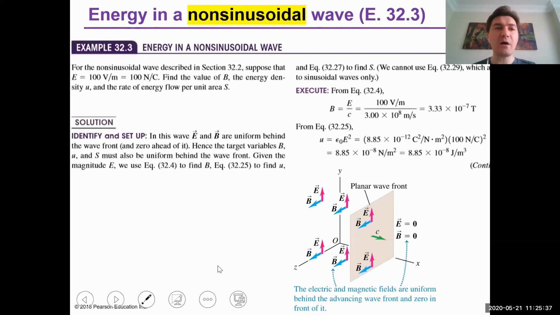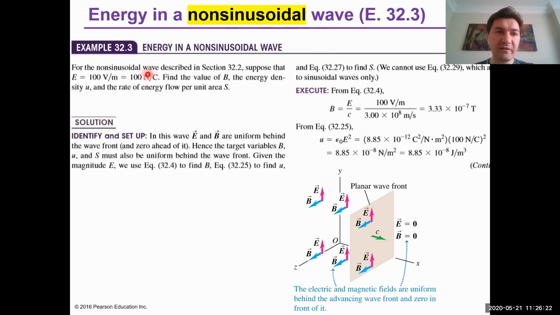So now let me continue with the examples. Energy in a non-sinusoidal wave. During the last lecture, we have seen plane electromagnetic waves. In plane electromagnetic waves, the light is traveling in a certain direction, and we have uniform electric field and uniform magnetic field components. Electric field does not change by time, magnetic field does not change by time, and also Poynting vector does not change by time in plane electromagnetic waves, which we have seen during the last lecture. These are also called non-sinusoidal waves.